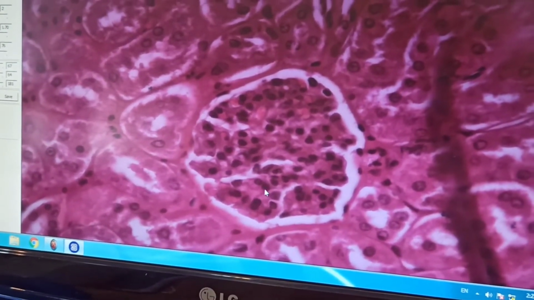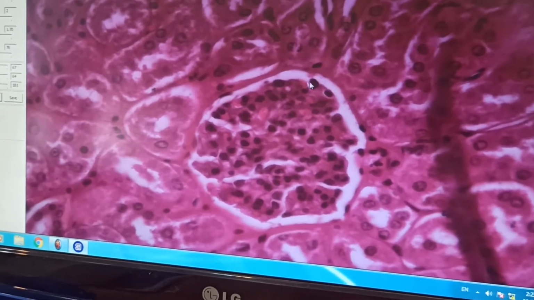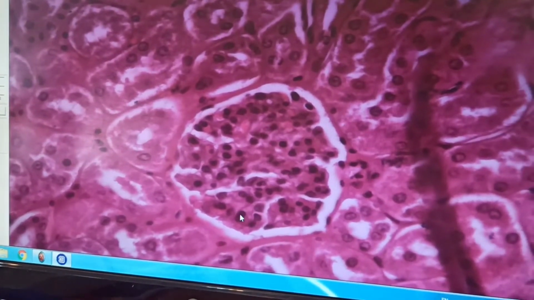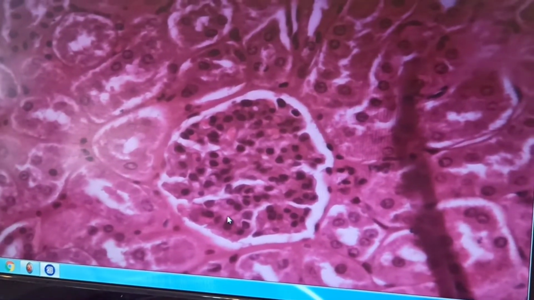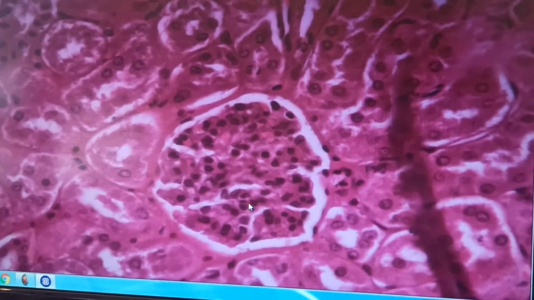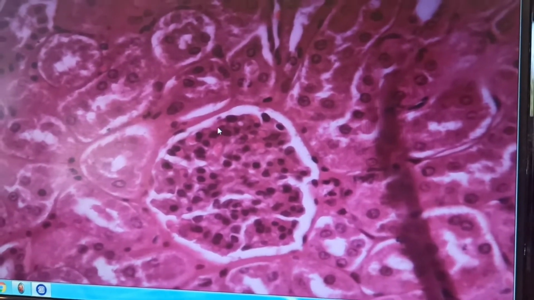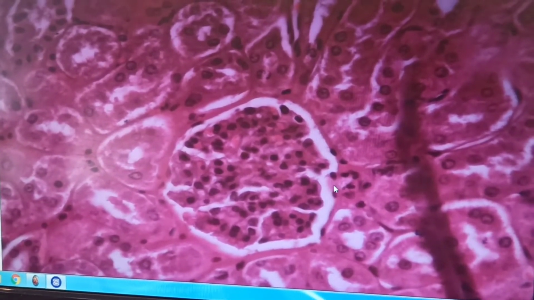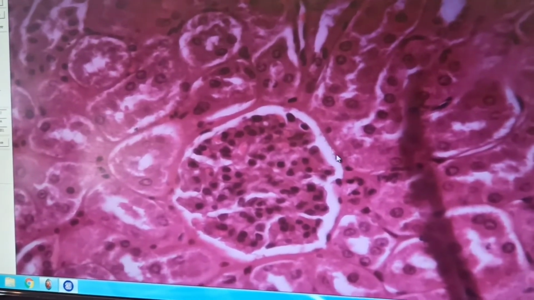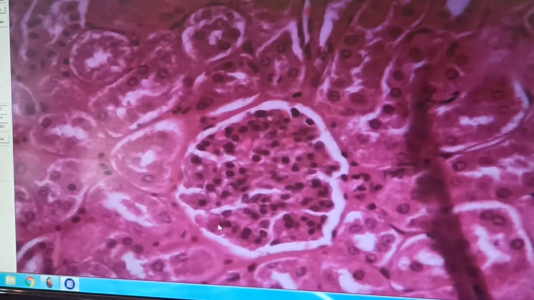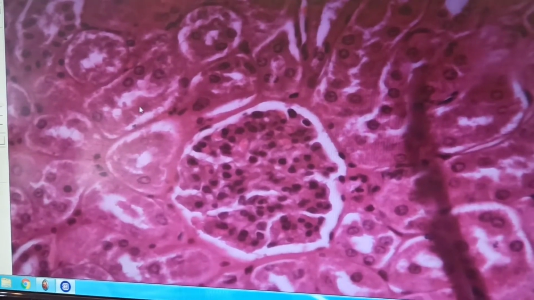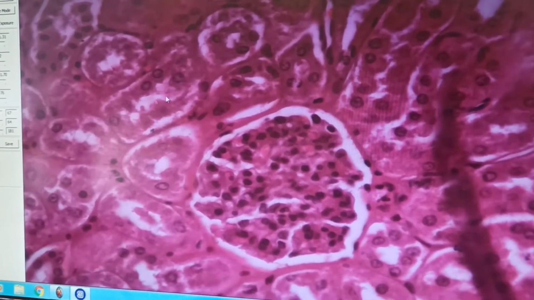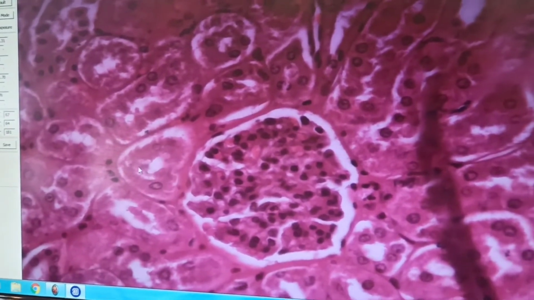glomerulus with the podocyte, mesangial cell. All of these nuclei belong to the endothelial cell of the glomerulus, podocyte, but we cannot recognize which one is the podocyte, which one is the mesangial cell, and which one is the endothelial cell. And the urinary space and visceral, parietal layer: these cells are parietal layer, visceral layer or podocyte. The proximal convoluted tubule, as you see, doesn't have a distinct lumen, not clearly, because of the brush border.